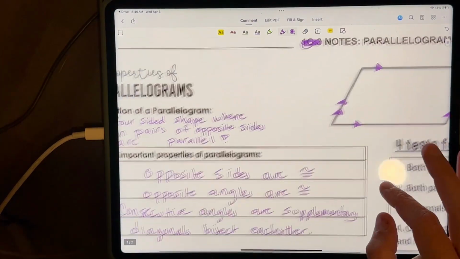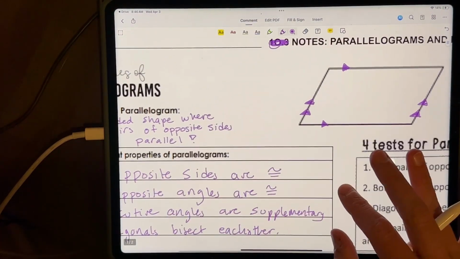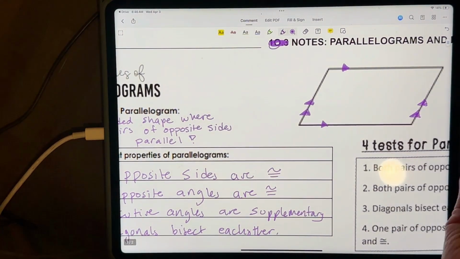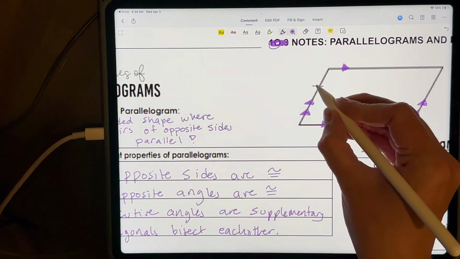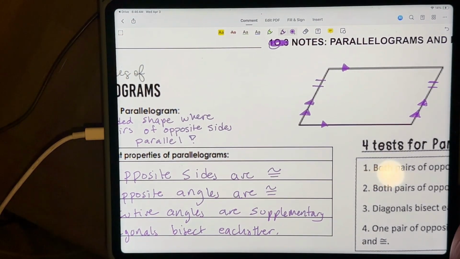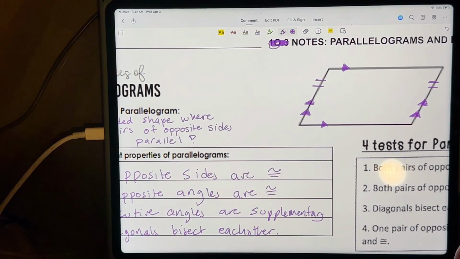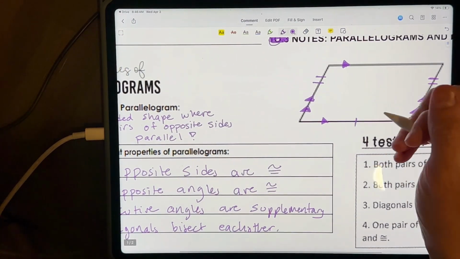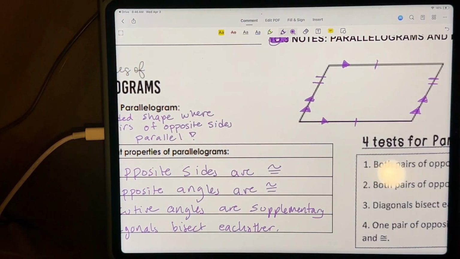The properties: opposite sides are congruent. What does it mean to be congruent? It means they're equal. So if this one right here matches this one right here, the left and the right have to be the same length. Same with the top and the bottom. The top and the bottom must be the same.